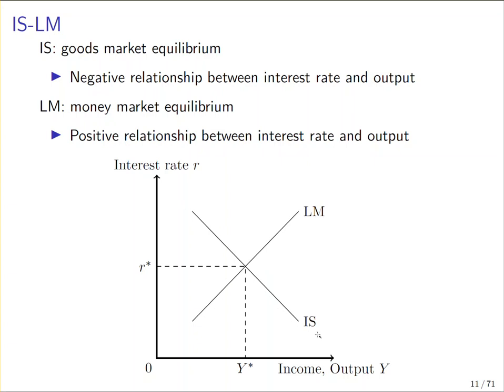The IS, investment saving, is this downward sloping line, right? And slightly different is this LM, right? Later we will see how interest rates are related to output, okay? But this is how interest rate is related to output, right?